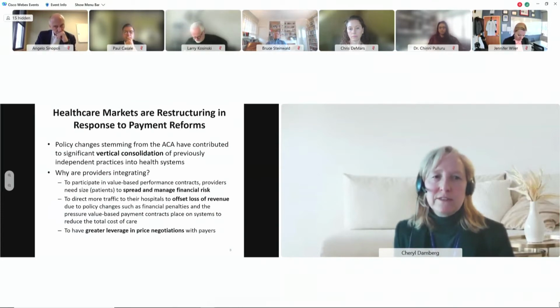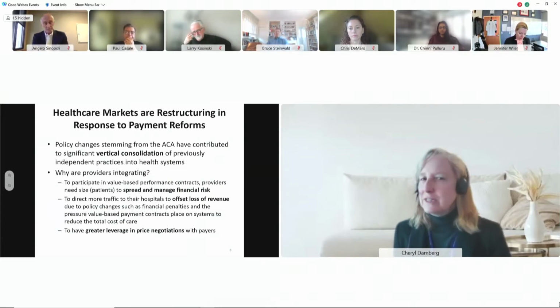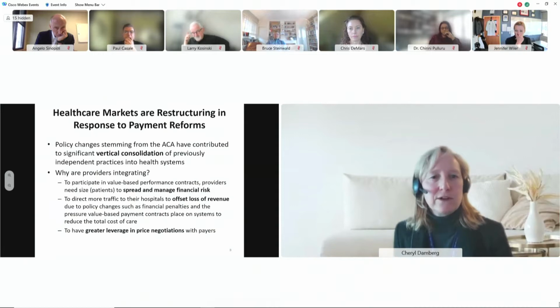And most of them reported that they really needed to beef up their size to be able to spread and manage financial risk, despite the fact that most of them were not actually taking on that much risk at this point in time. They also talked about the need to offset loss of revenue that a lot of these total cost of care value-based contracts place on them to reduce spending. And lastly, and importantly, to bring greater leverage in price negotiations with payers. And a lot of this vertical integration or management is happening also through these contractual relationships that are driving up prices in various markets.